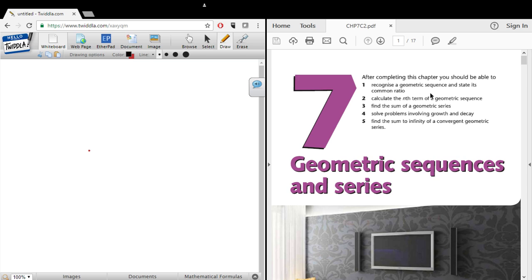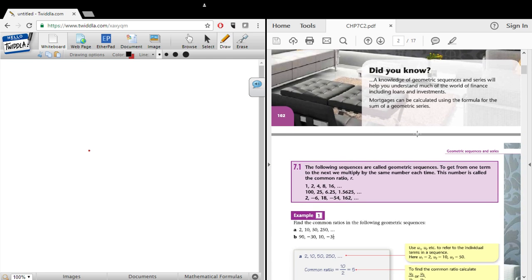Recognize the geometric sequence and state the common ratio. Calculate the nth term of a geometric sequence. Find the sum of a geometric series. Solve problems involving growth and decay. Find the sum to infinity of convergent geometric series.